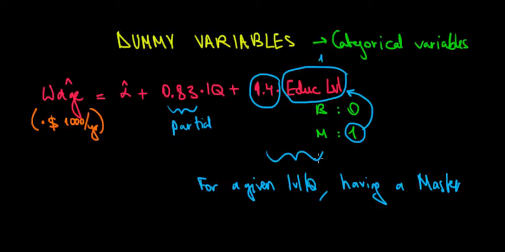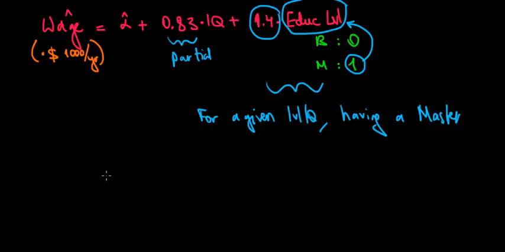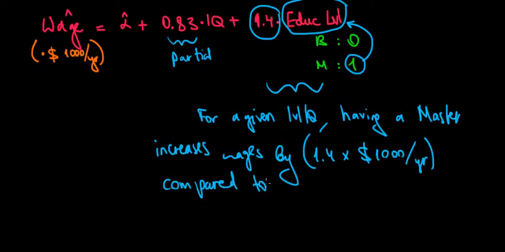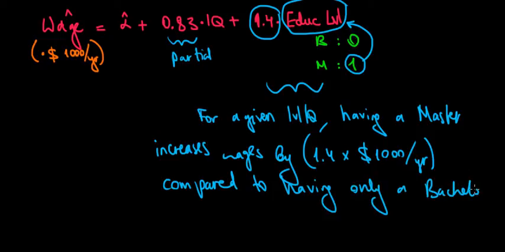increases wages. So I'm gonna go below to write this. Increases wages by 1.4 multiplied with $1,000 per year, because we measure the wage in thousands of dollars per year. Every unit of wage means additional thousands of dollars per year. So 1.4 times $1,000 per year compared to the reference category, compared to having only a bachelor degree. Increases wages by that amount on average.